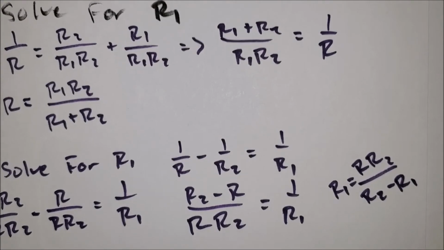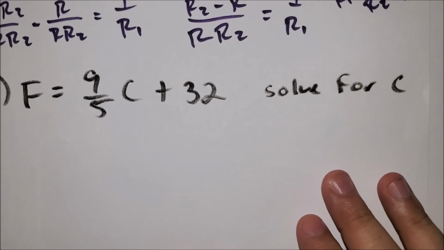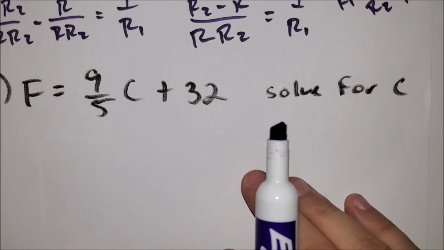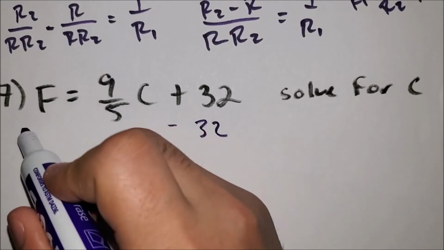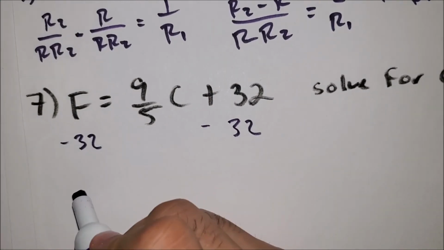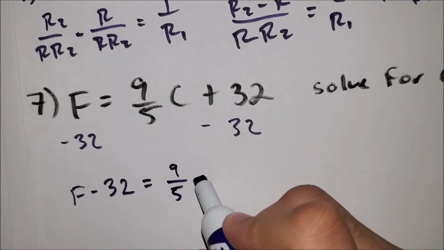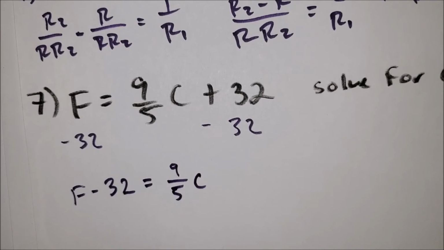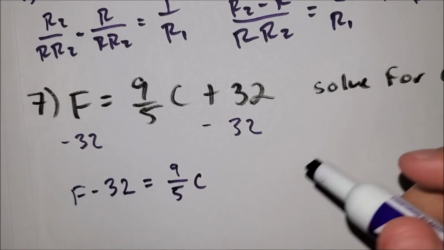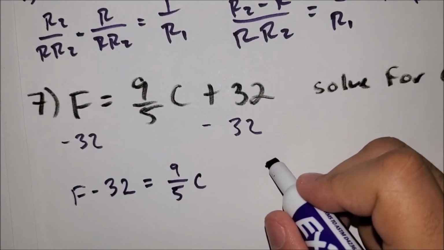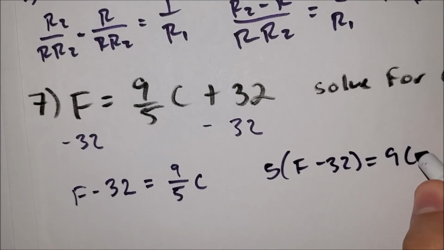So let's go ahead and look at our next formula. We have F equals 9 over 5C plus 32. Here we're going to solve for C. So the first step is to subtract 32 from both sides. And we get F minus 32 equals 9 over 5C. So then we're going to go ahead and multiply both sides by 5. And so when we do that, we get 5 times F minus 32 equals 9C.